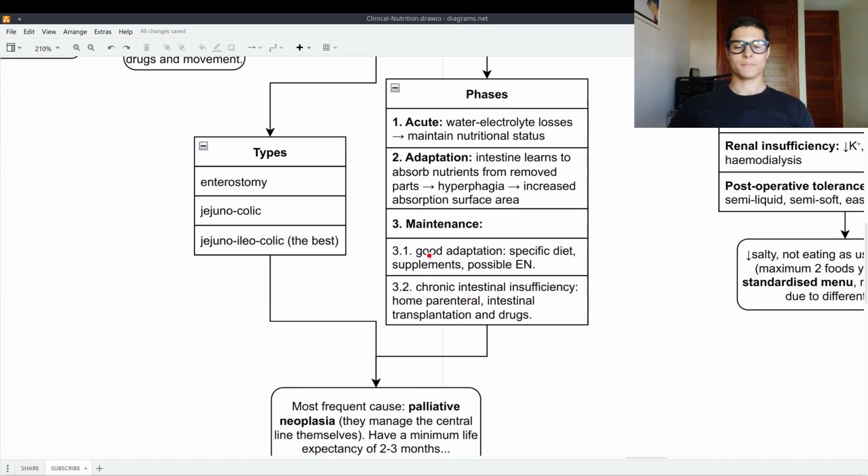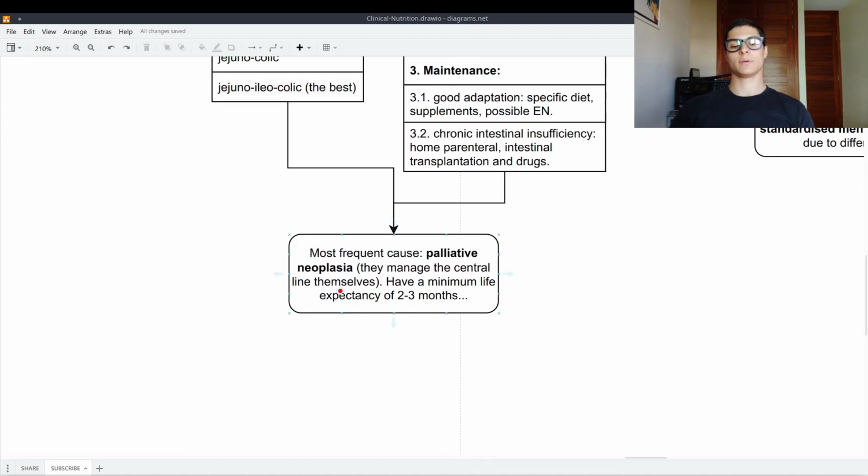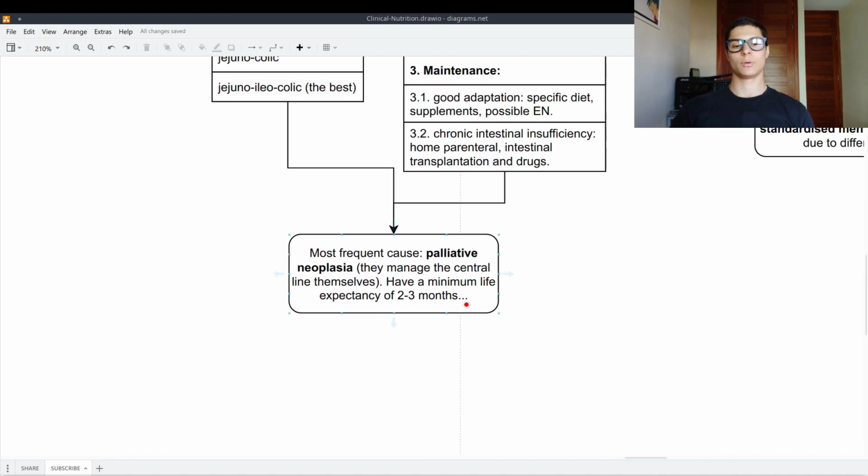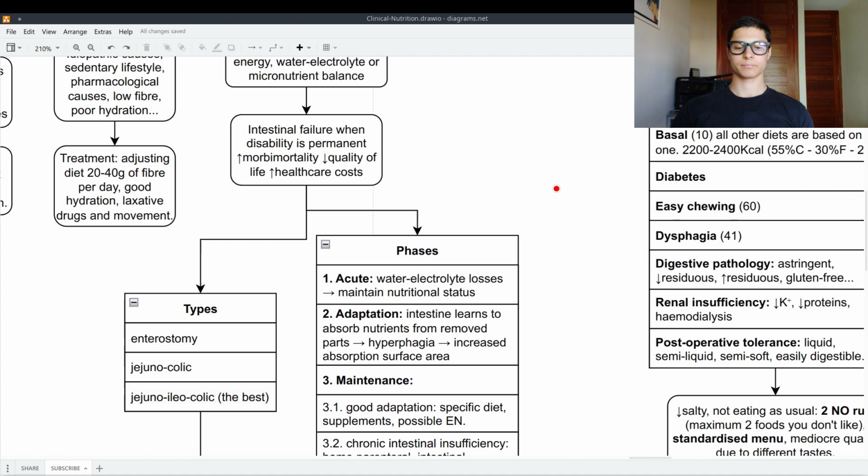And then maintenance. We have the good adaptation, specific diet, supplements, and possible enteral nutrition. On the other hand, we can have a chronic intestinal insufficiency. And in those cases, we have home parenteral nutrition, intestinal transplantation, and the use of drugs. The most frequent cause is palliative neoplasia. They manage the central line themselves when they have the parenteral nutrition. And they must have a minimum life expectancy of 2 to 3 months to access the parenteral nutrition.